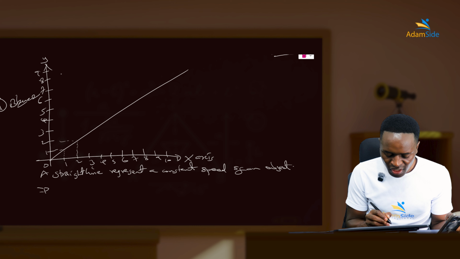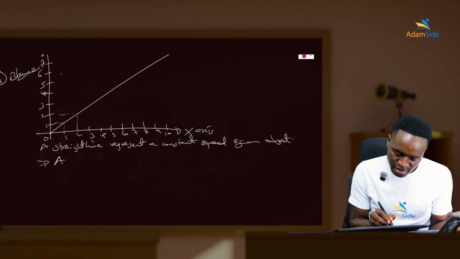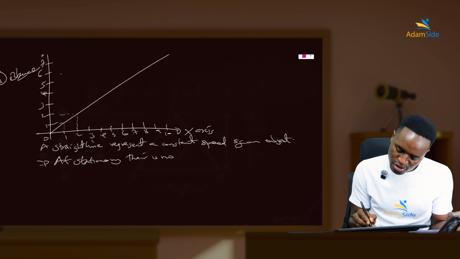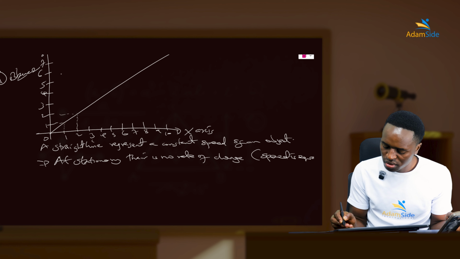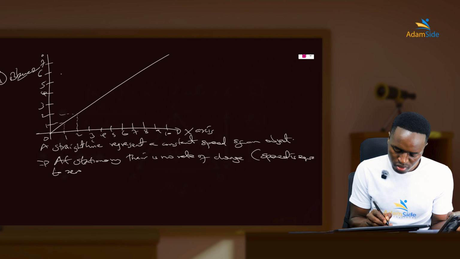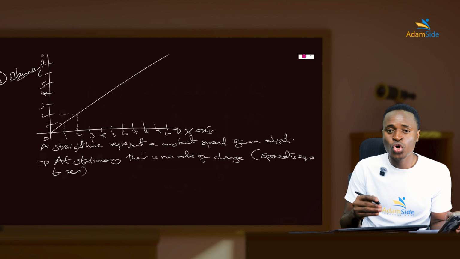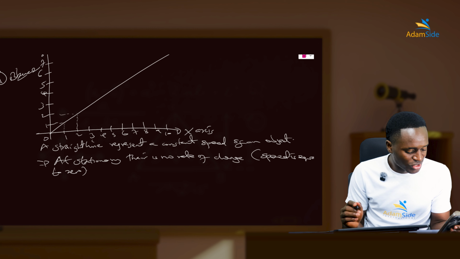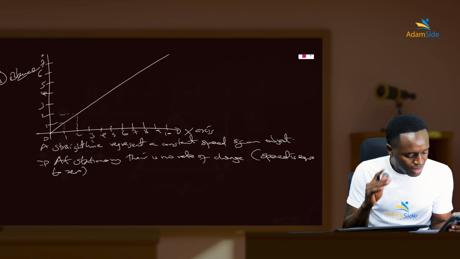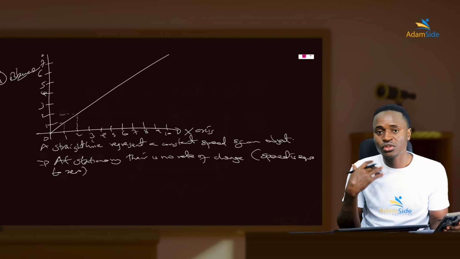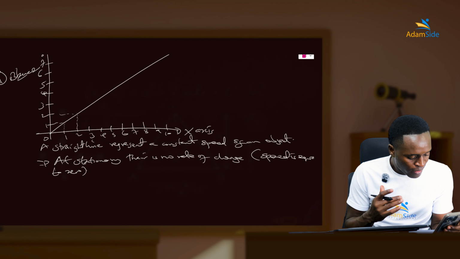So we say at stationary, there is no rate of change. So if there is no rate of change, the speed is equal to 0. No distance is covered and no time is spent. So we say at stationary, there is no rate of change and the speed is equal to 0. That's also something that we need to know when solving a distance time graph question.